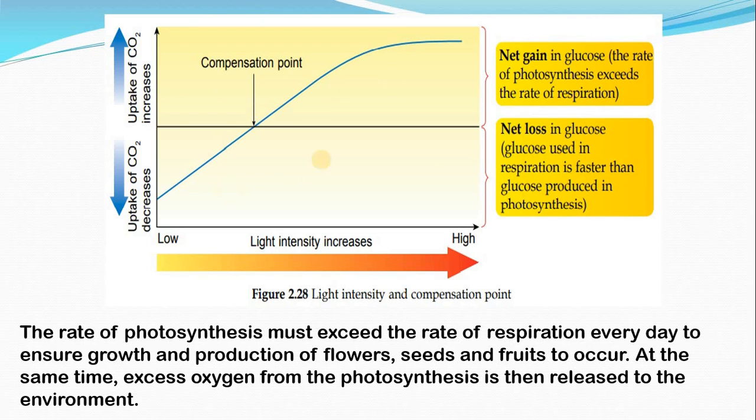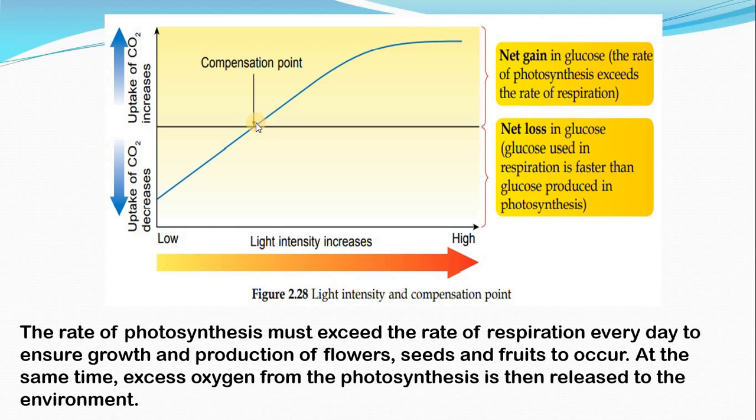The compensation point: the rate of photosynthesis and the rate of cellular respiration are equal at a certain light intensity. So that is the compensation point.